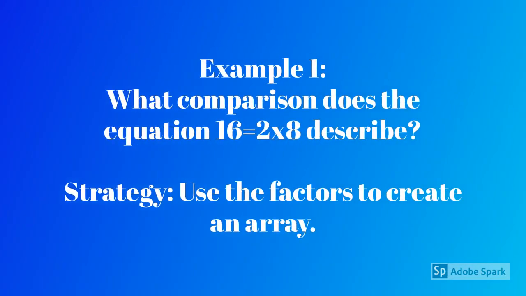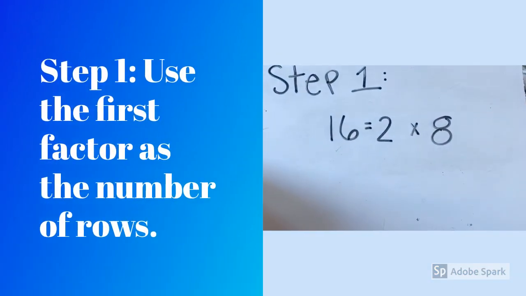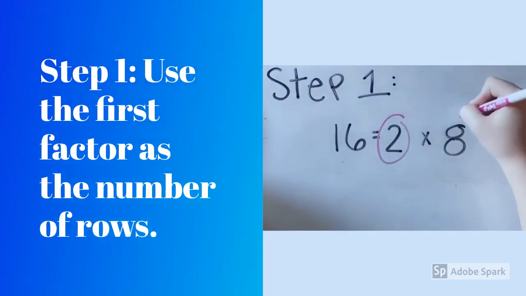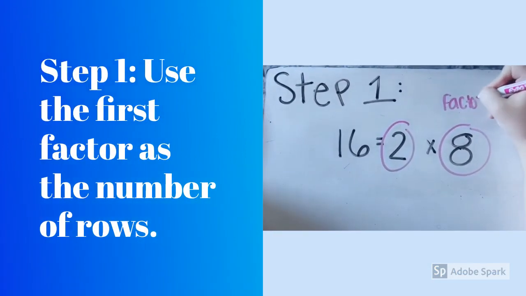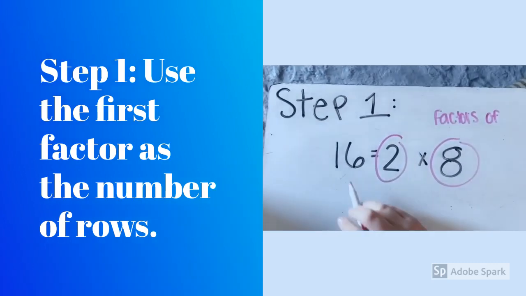The first example that we're going to look at is: what comparison does the equation 16 equals 2 times 8 describe? The strategy we're going to use is to use the factors to create an array. The first thing I'm going to do is find the factors in this equation. 16 equals 2 times 8. My factors are the things that I'm multiplying, which would be 2 and 8.